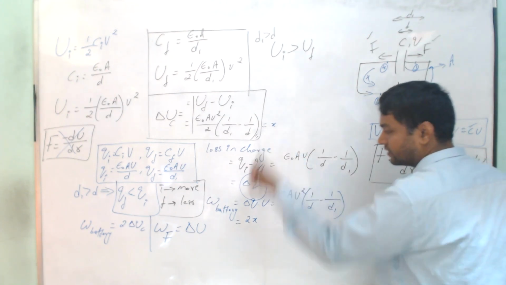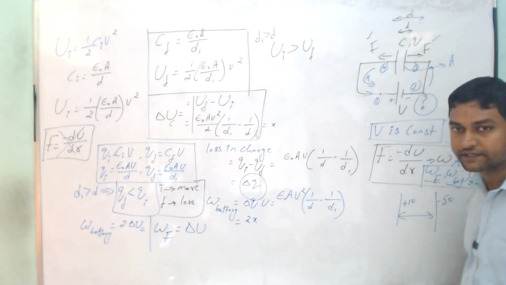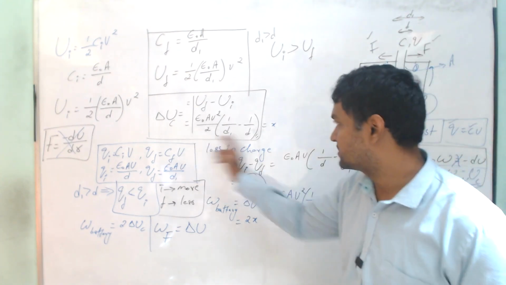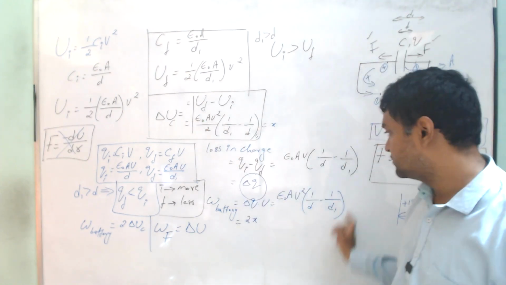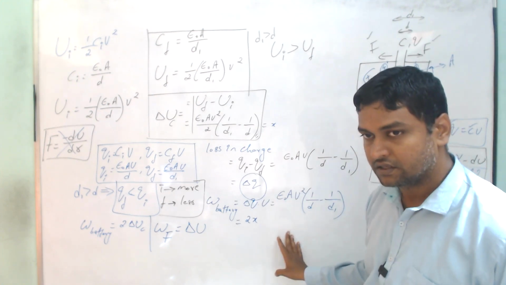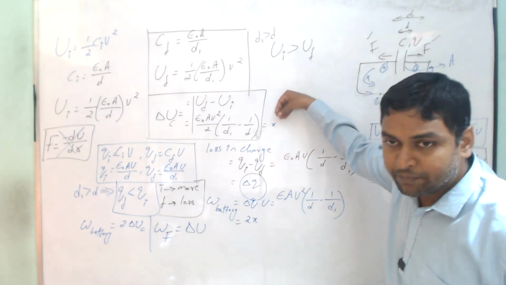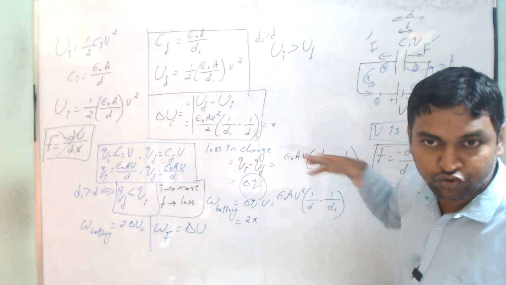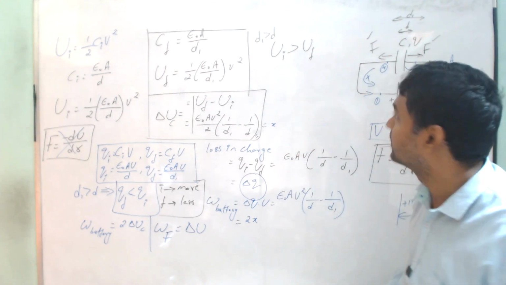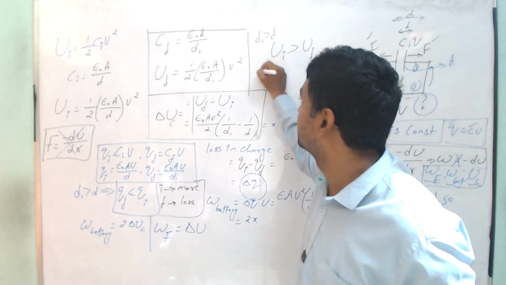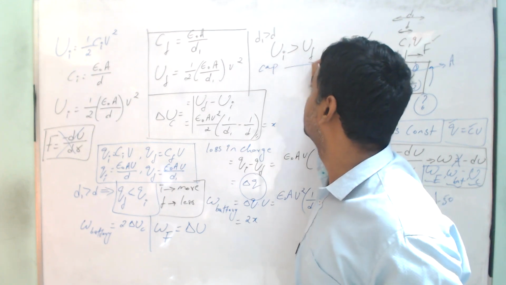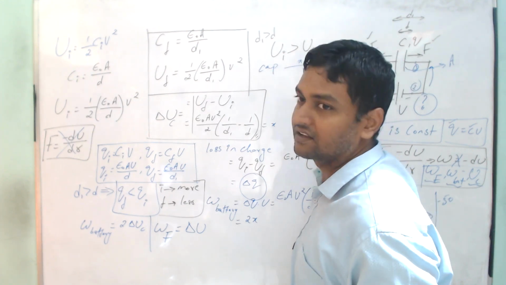Why am I writing in terms of this? It will be easy to understand. If this term is x, this term is 2x. Capacitor is giving x to battery.